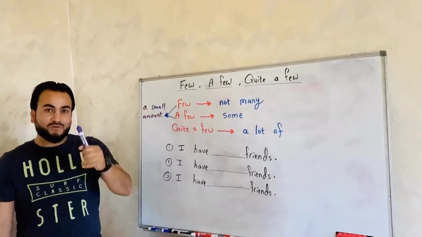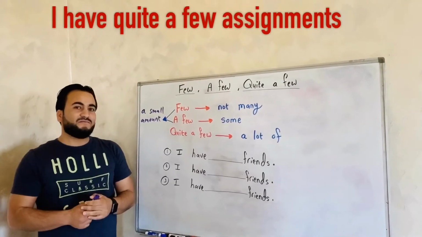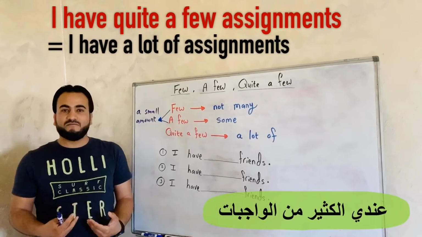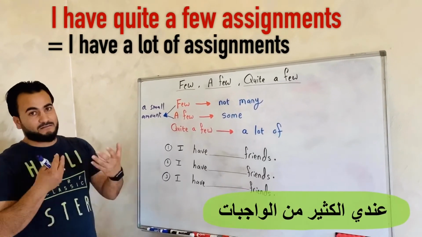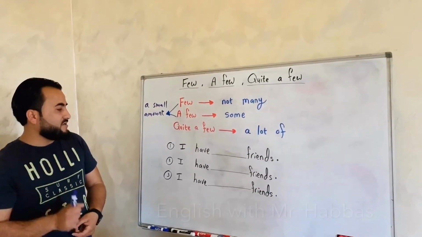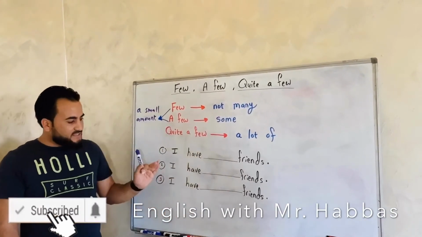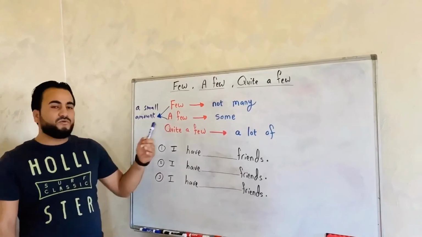Another example. I have quite a few assignments. Very nice. So this means you have a lot of assignments. A lot of homeworks, right? Yes. Very nice. Now, let's see these three sentences, the same ones I mentioned before, okay?